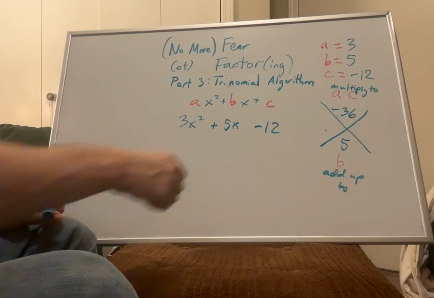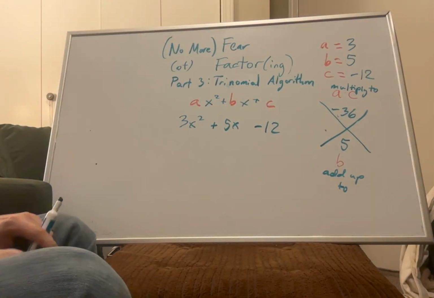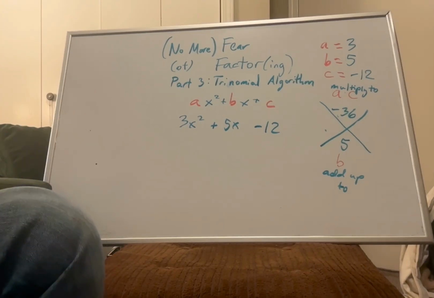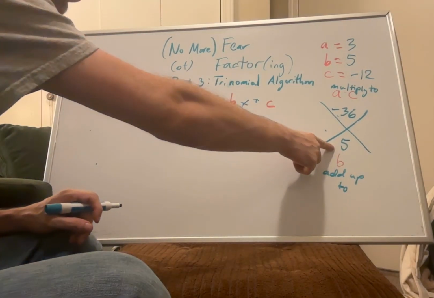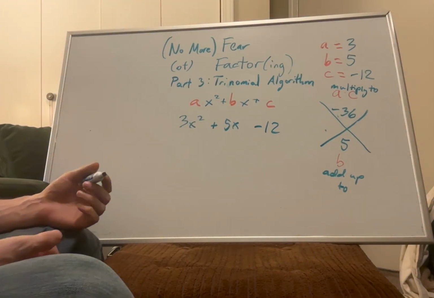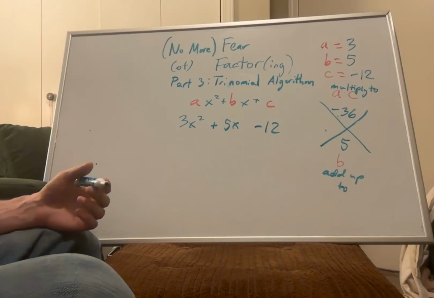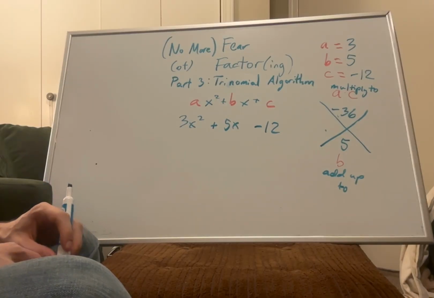We'll notice here that if we have two numbers that multiply to a negative number, we need one of them to be positive and one of them to be negative. And since we're adding them up to a positive number, we're going to need the positive number to be larger than the negative number in magnitude. So I'll give you a minute to think about what those two numbers would be.